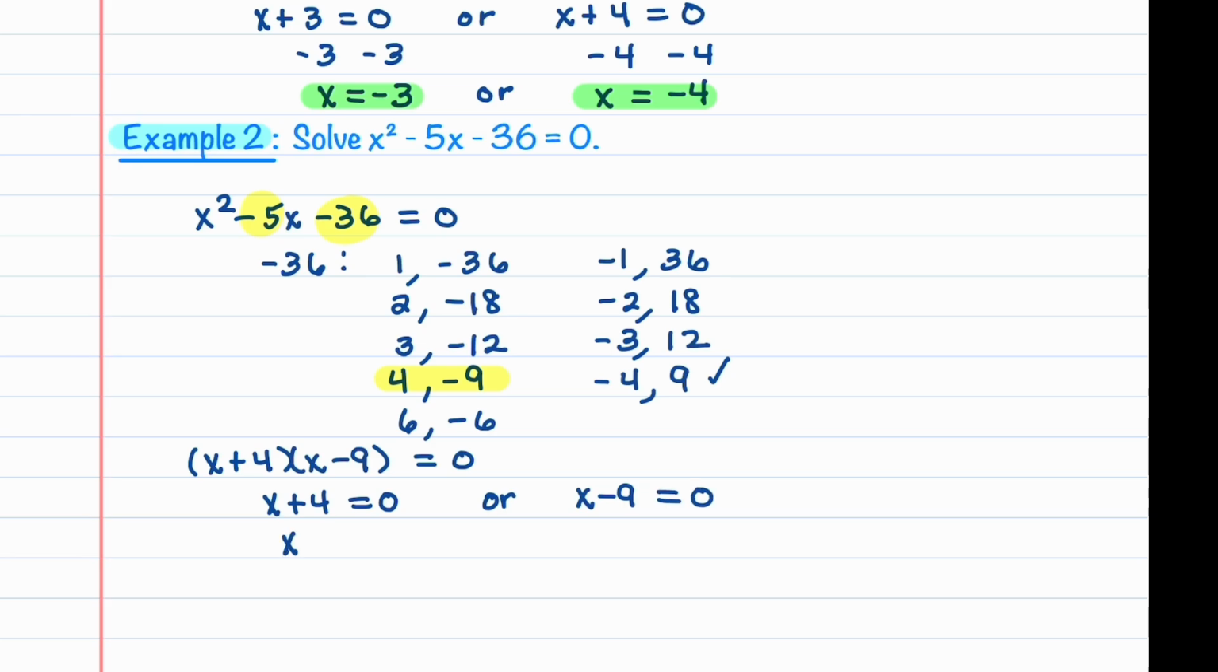So on the left, we're going to subtract 4 from both sides. I'm not going to write that down this time. And we get x is minus 4. And on the right, we're going to add 9 to both sides, and we get x is equal to 9. We'll put a little or here. And let's go ahead and highlight our answers. Our answers are x is equal to minus 4 or x is equal to 9.